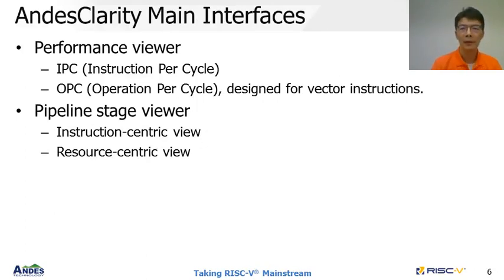In AndesClarity, there are two main interfaces. The first is a performance viewer, which displays IPC instruction per cycle or OPC operation per cycle information. The second is a pipeline stage viewer, which can be shown instruction-centric or resource-centric. The later slides will tell you what their difference is.